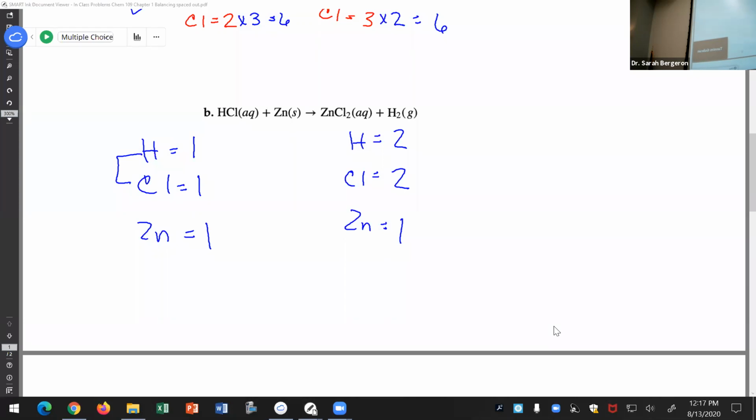You could pick either one. So let's do chlorine. So chlorine, I need to multiply by 2, right? So I'm going to put my coefficient, but what happened when I did that? I need to multiply hydrogen by 2. Am I good? Okay, questions?